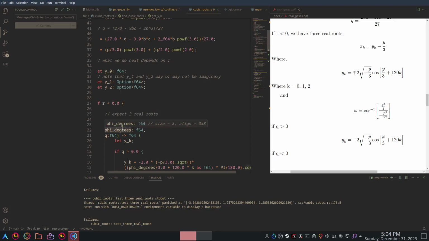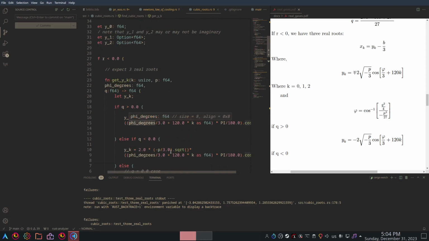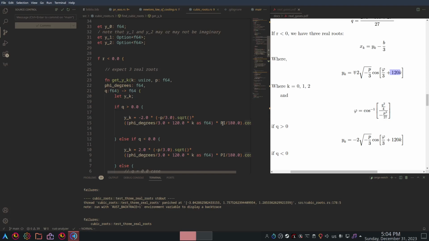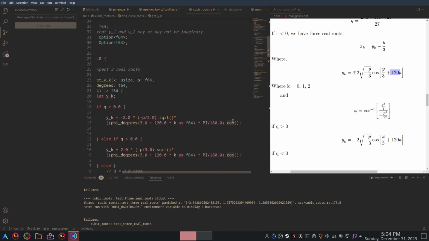Now get yk gets phi in degrees, but once again, to use the cosine value, I convert it back to radians. You can see here I need to do 5 degrees by 3 plus 120k. There's 120 times k as f64. I converted it to radians using pi over 180, which is standard, and then I had to do a cosine.